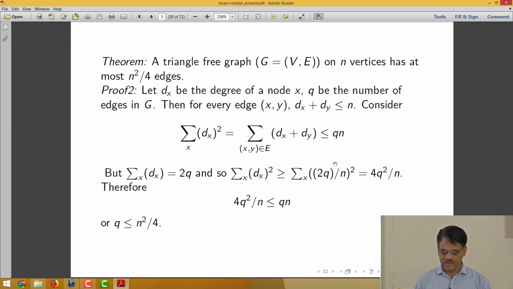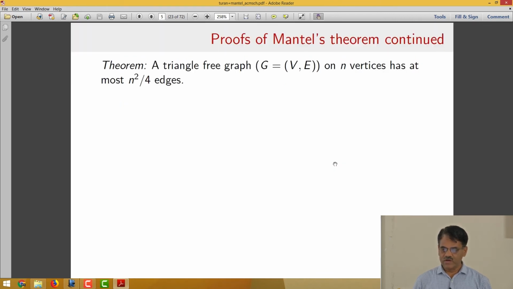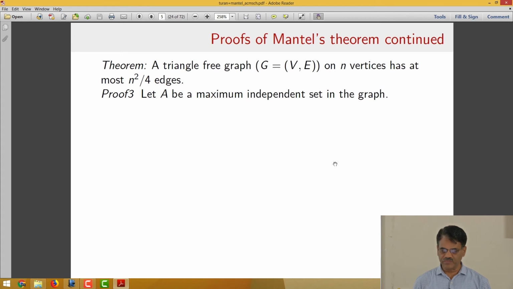Here is another proof which actually gives you something a little more than what we want. Let A be a maximum independent set in the graph. Okay, it is not an algorithm question, I do not need to find it. Let us assume that, look at the maximum independent set.